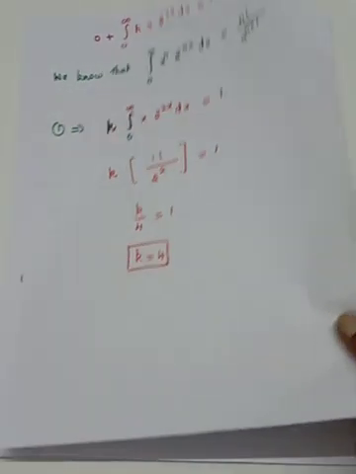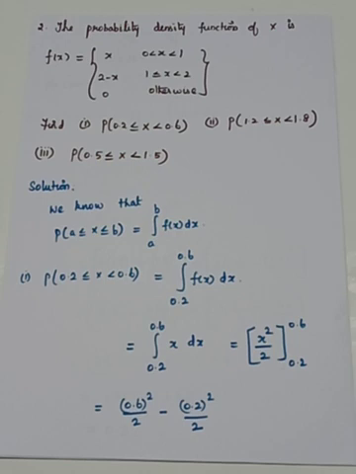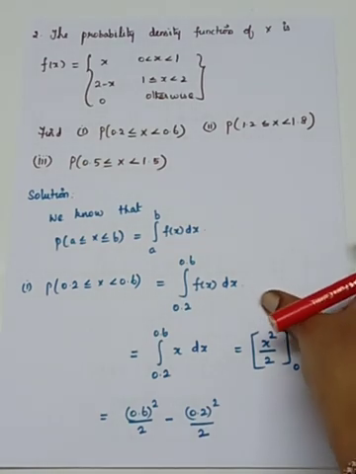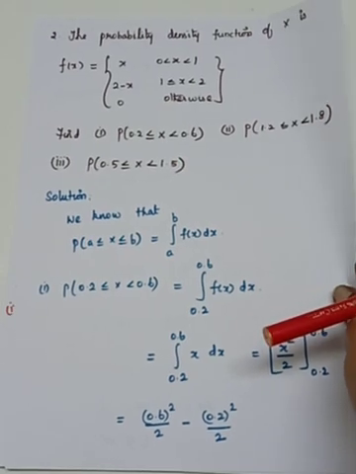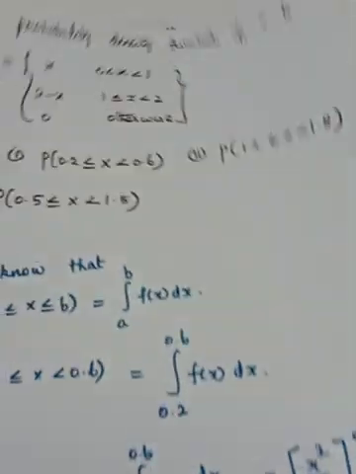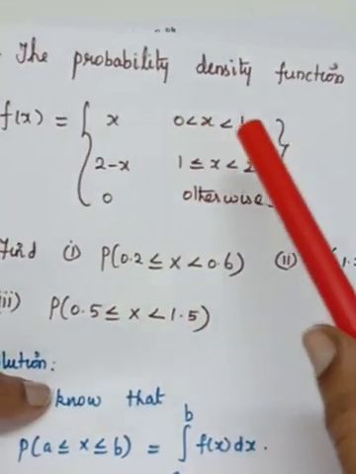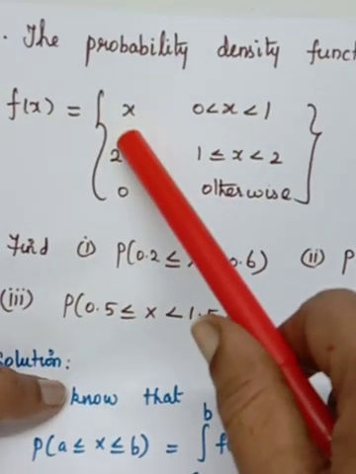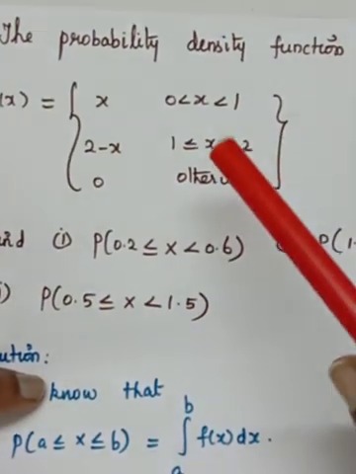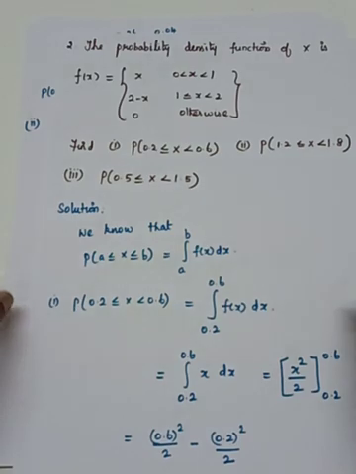Okay, see the second problem. The probability density function of x is f of x equals x for 0 less than x less than 1, and 2 minus x for 1 less than or equal to x less than 2, 0 otherwise. So first we should know about f of x, which is a probability density function. See, x varies from 0 to 1, f of x is x. From 1 to 2 it is 2 minus x. More than 2 means it is 0. So this is how f of x is defined here.